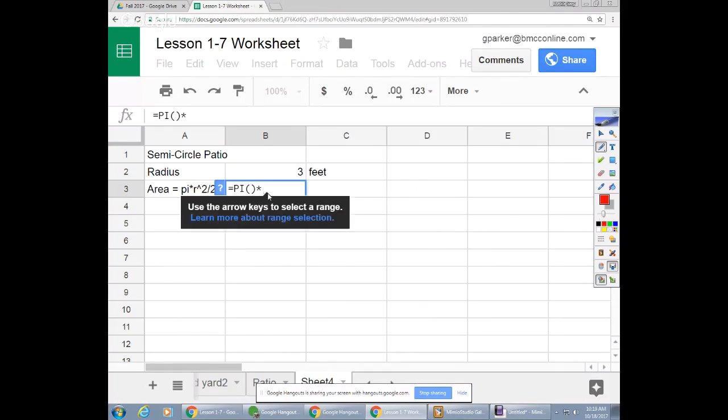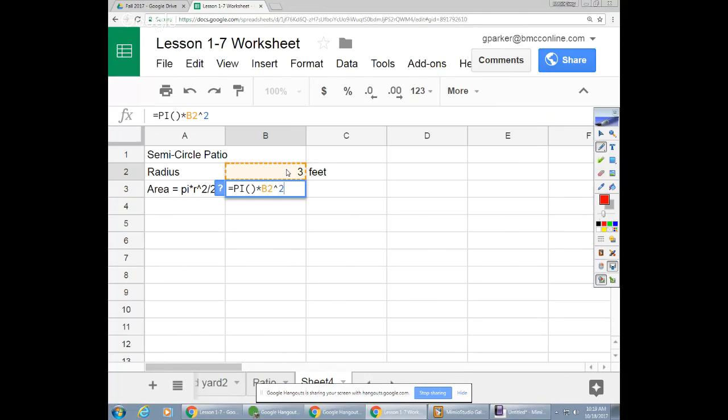So for the radius, I'm not going to retype it. I'm just going to go up here and point to it. In case I got it wrong, I can go back and retype it. So then I raise that to the second power and then divide by 2. And that's the right order of operation. So I hit enter. What are the units of that 14 number there?